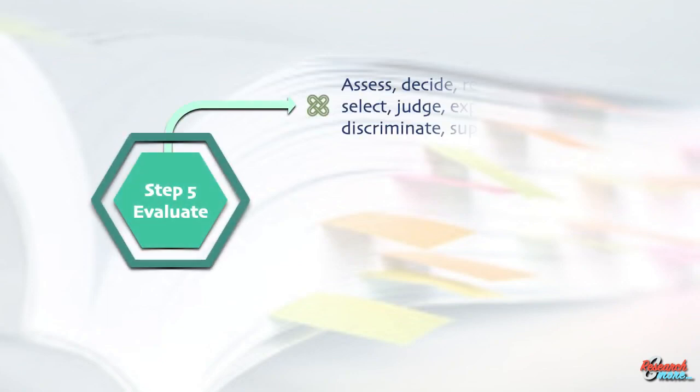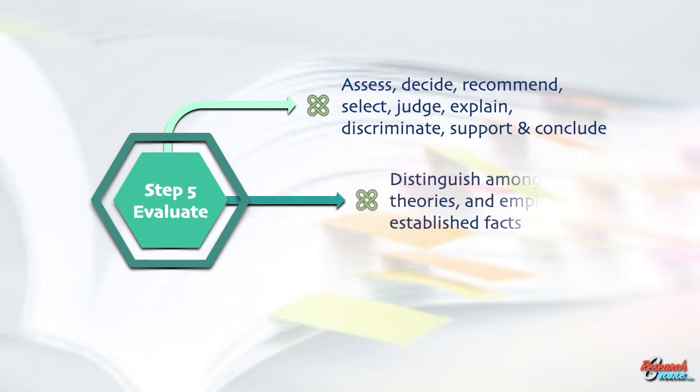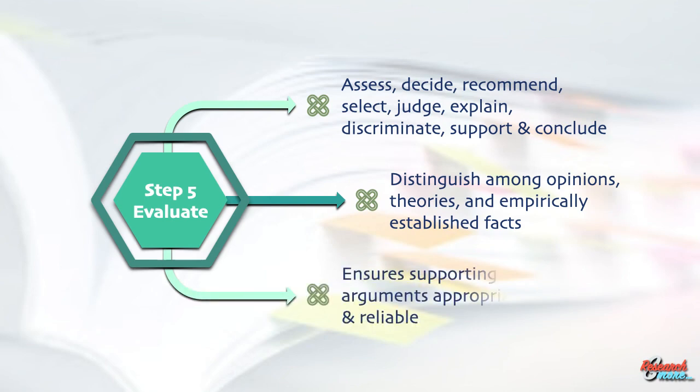Evaluation connotes activities such as assessing, deciding, recommending, selecting, judging, explaining, discriminating, supporting, and concluding. The essential evaluation in the literature review is to clearly distinguish among opinions, theories, and empirically established facts. A literature that has been evaluated well helps to ensure that the evidence we use to support our arguments is appropriate and reliable.